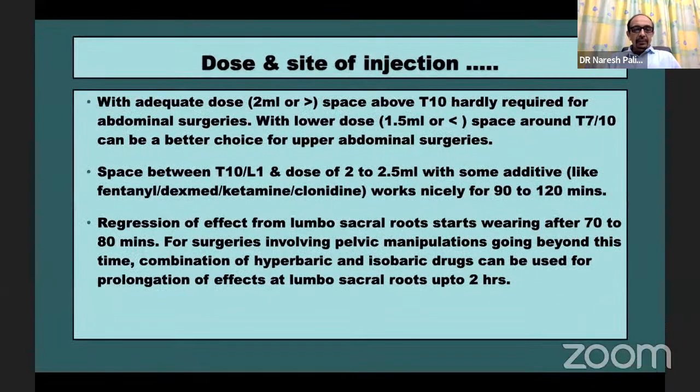Dose and site of injection. With adequate dose, space above T10 is hardly required for abdominal surgeries. Space between T10-L1 and a dose of 2 to 2.5 ml with some additive is sufficient for 90 to 120 minutes.